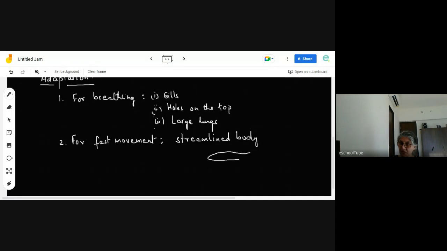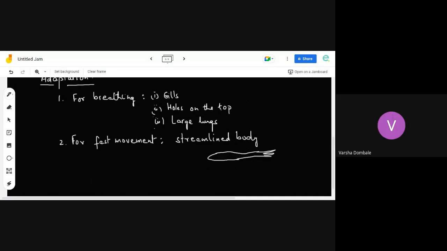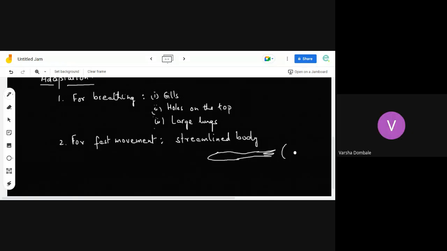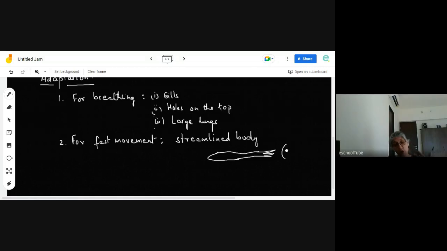Fish are like this, right? Narrow body from the back. Different shapes for different fishes, but mostly they have a streamlined body. Squids, fish, all animals.